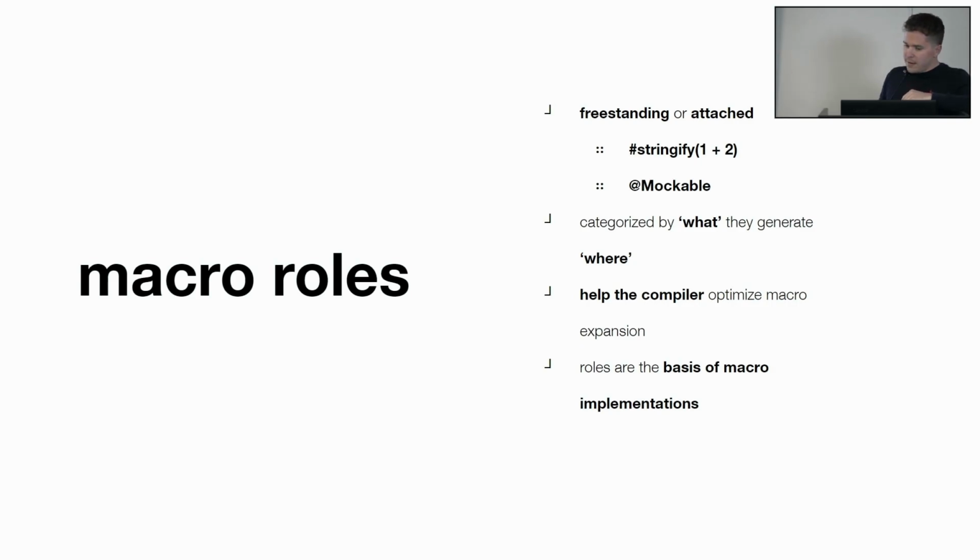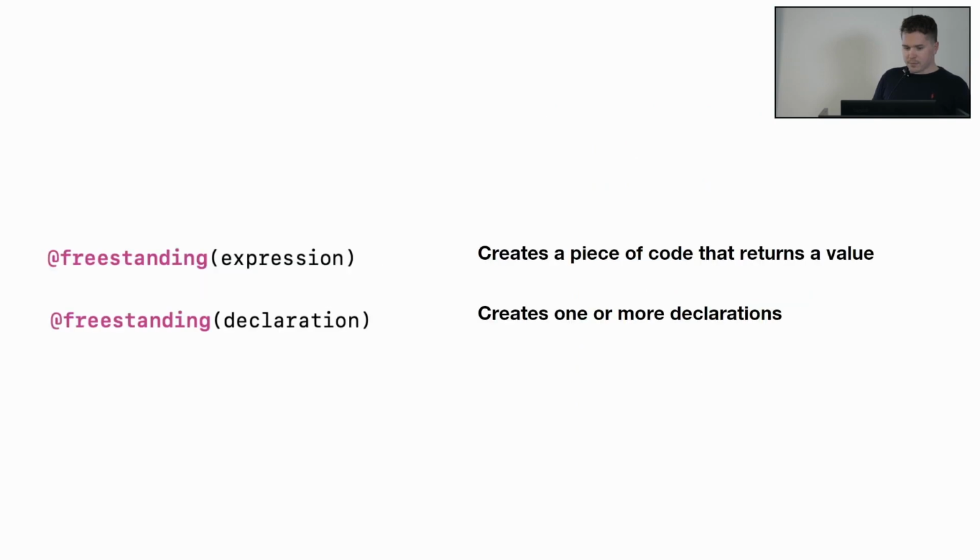And both of these categories have subcategories, which we call macro roles. They were created and categorized by what each macro generates and where it generates it. You will see all the roles in a bit. These macro roles have two advantages. First, they can help the compiler optimize macro expansion. And secondly, they are the basis of the implementations.